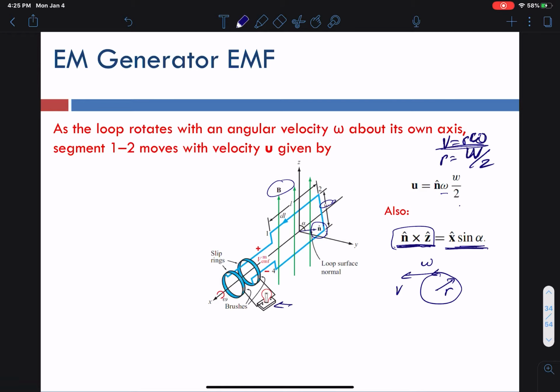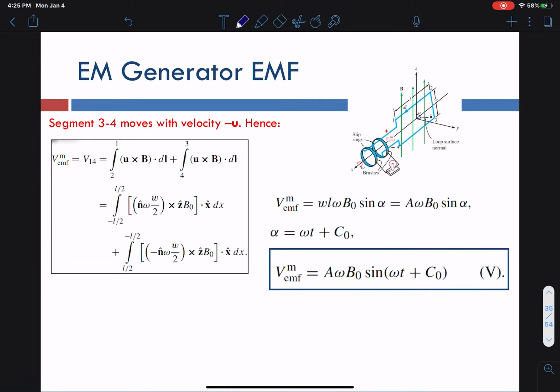All right. So we have four sections: 1 to 2, 2 to 3, 3 to 4, and 4 to 1. But two of these sections do not contribute to the voltage, because for them this product is 0. Only 1 to 2 and 3 to 4 contribute to the induced voltage, or motional EMF. So going from 1 to 2 first, that one is 0. Then 3 to 4, then that one is 0. So I have two sections over here, 2 to 1 and 4 to 3.